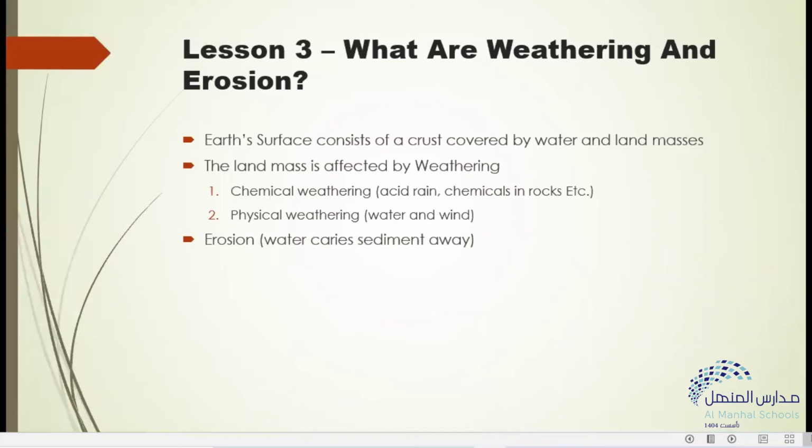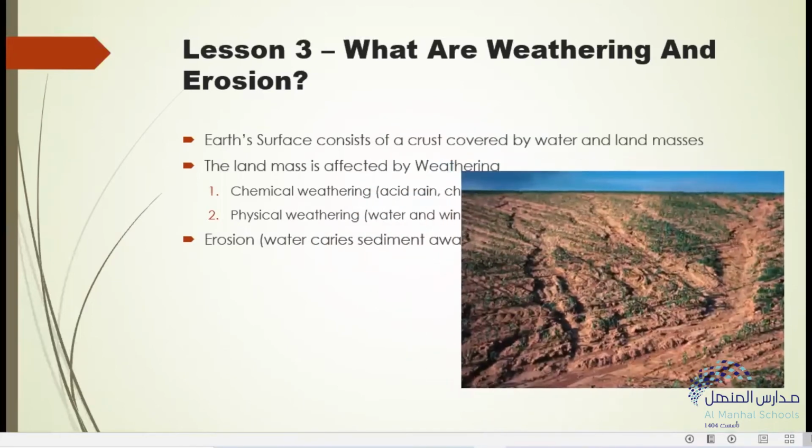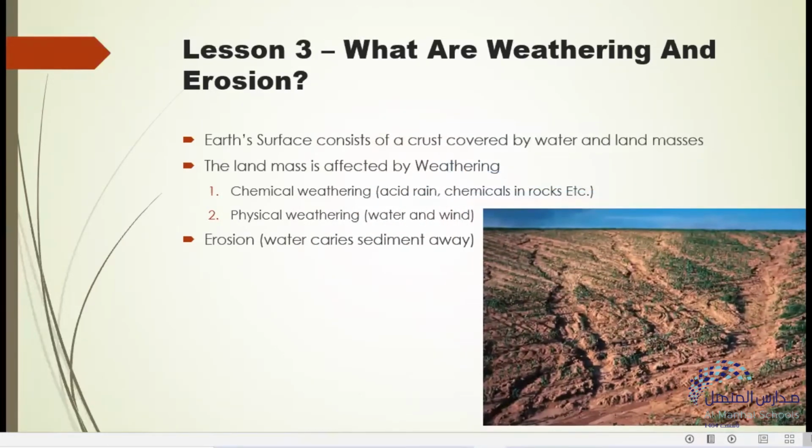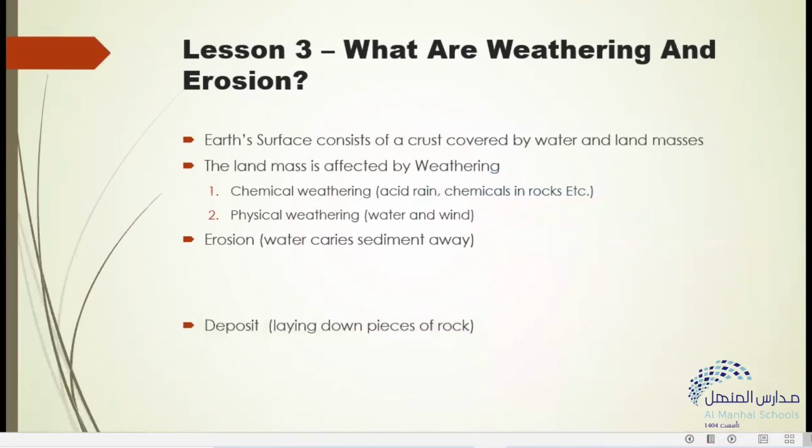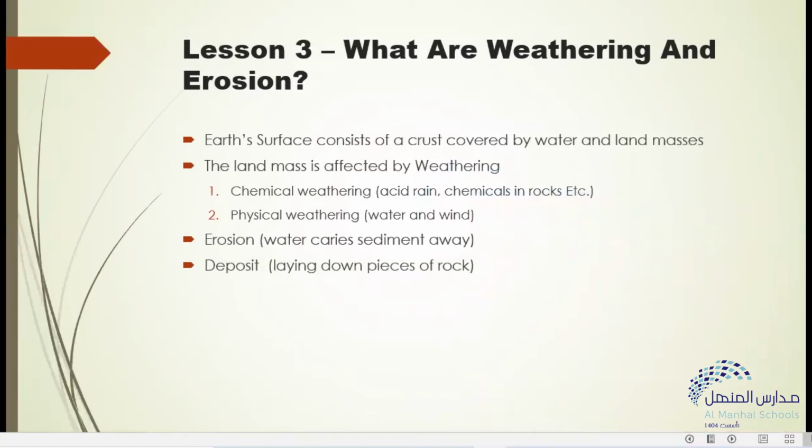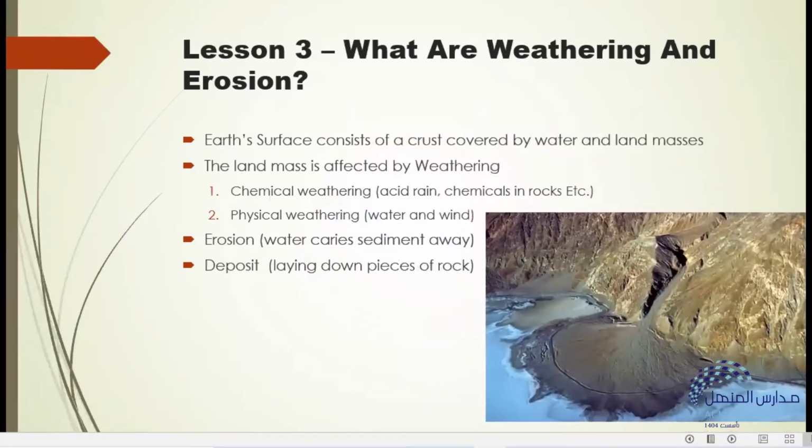Erosion is where water carries sediments away. So sediments are loose gravel and rocks on a surface. When it rains very hard, the rock is being carried away. Now, all the sediments need to be deposited somewhere else. So these small pieces of rocks and sediments get carried away by water and put somewhere else on Earth's surface, as we can see on this picture.